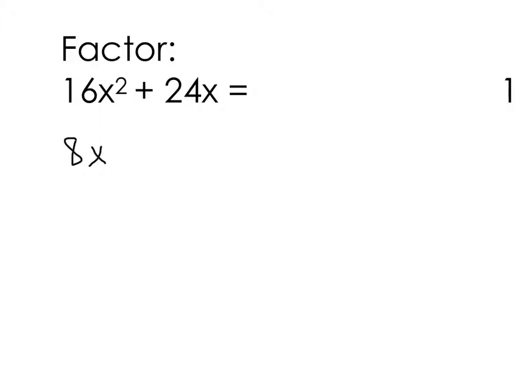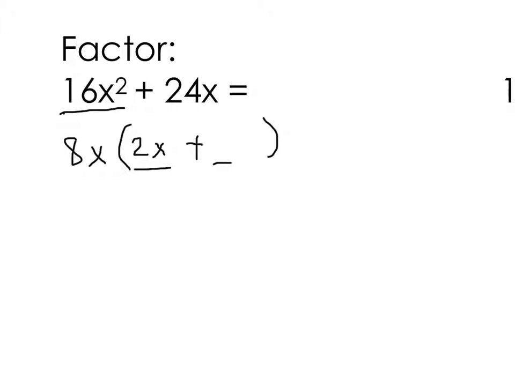Think of it this way. This first one has x times x. The second one has just x. So what's the largest number of x's they have in common? Just 1. So if you factor out 8x, what are you left with? We want to put a sum in the parentheses so that when we multiply with the distributive property, we get what we started with. 8x times what will give us 16x squared? Well, 8 times 2 gives us 16, and x times x gives us x squared. So 8x times 2x gives us 16x squared.